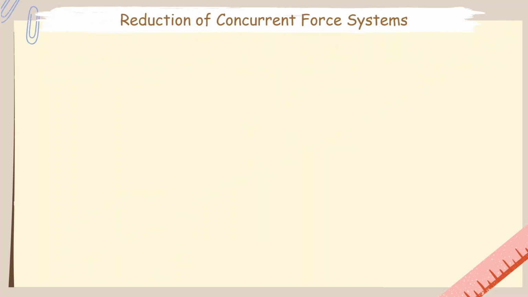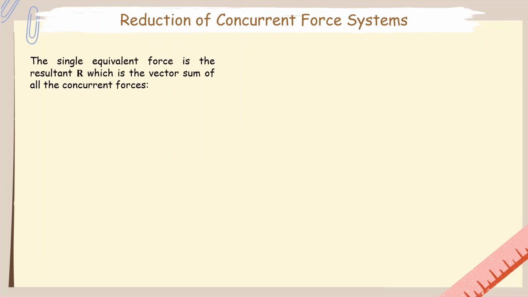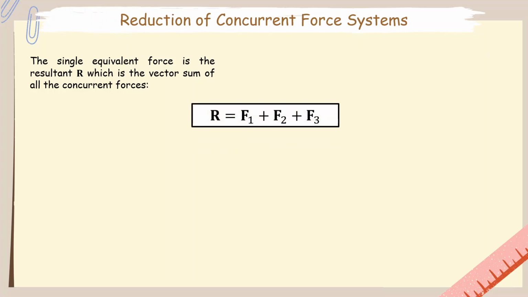Okay, next. Let's have reduction of concurrent force systems. So, the single equivalent force is the resultant R, which is the vector sum of all the concurrent forces. So, ibig sabihin, madami kang forces, kaya lang gusto mo siya i-reduce into one vector only or one resultant. So, we call that resultant, the single equivalent force. So, na-discuss na natin before, wherein the resultant is just the vector sum of all concurrent forces.